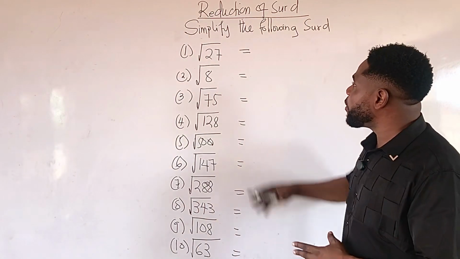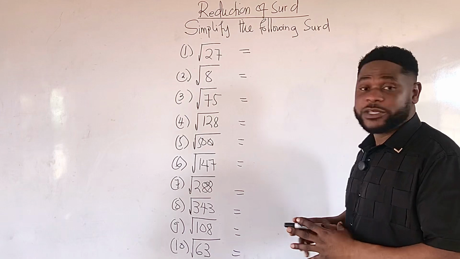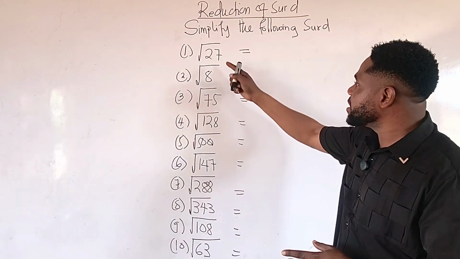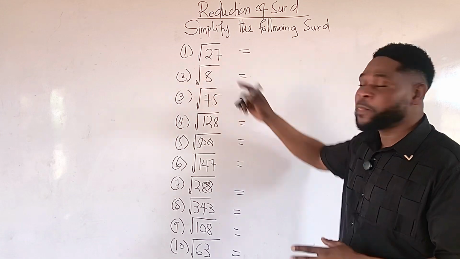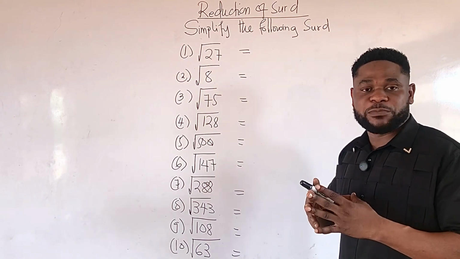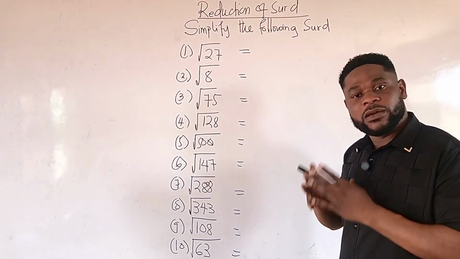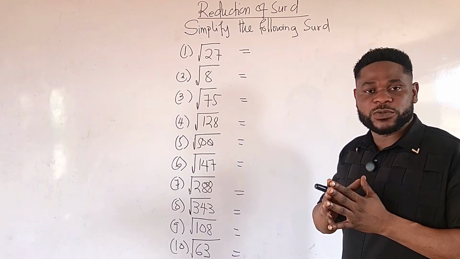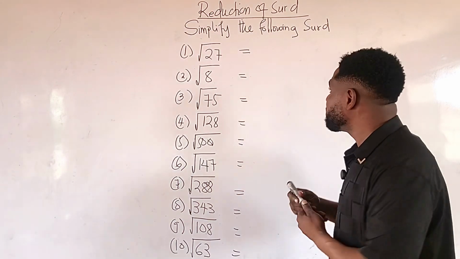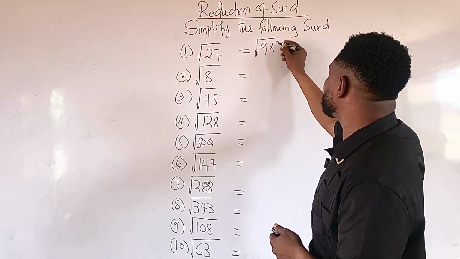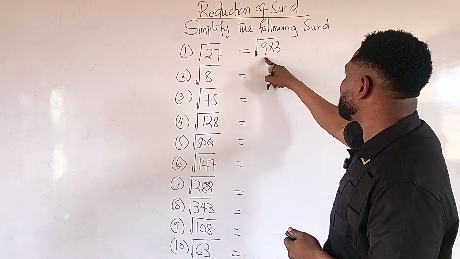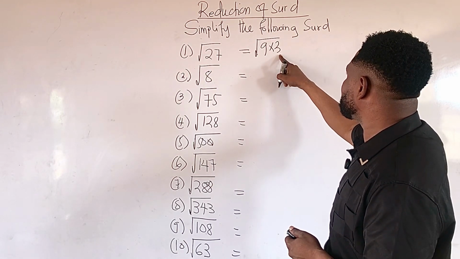We want to see how we can reduce the following surds into their basic form. Let us look at question number 1. For us to reduce question number 1, we look for two numbers. When we multiply them, we'll get 27. But one of the numbers has to be a perfect square and the other a non-perfect square. Within the 27, we have 9 times what? 3. Our 9 is a perfect square and the 3 is a non-perfect square.